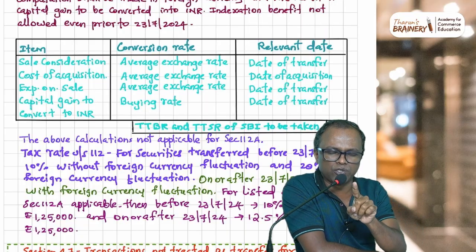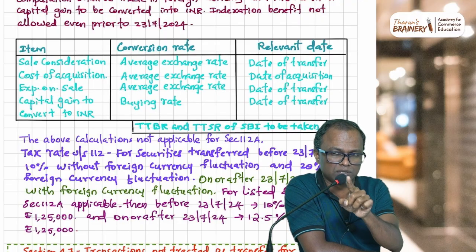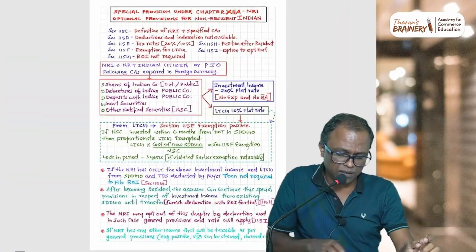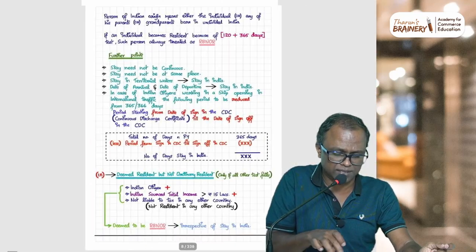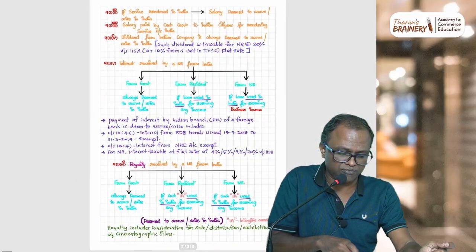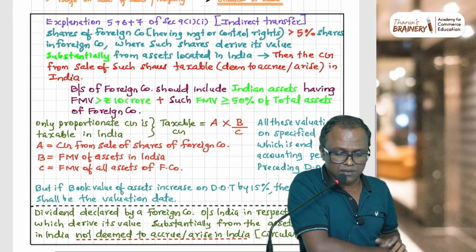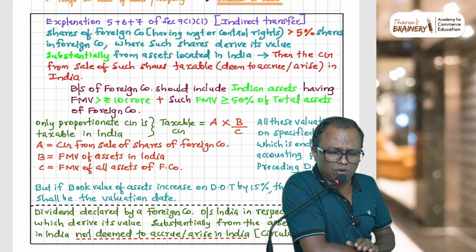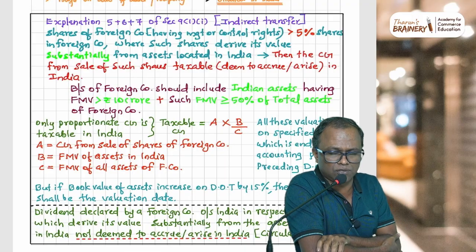Second condition: the value of Indian assets should be more than rupees 10 crore. So the provision is very clear. For shares of a foreign company which derives its value substantially from assets located in India, the primary condition is that the foreign shareholder shall hold at least 5% of the voting shares of the foreign company. And number two, the Indian assets having fair market value of more than 10 crore should be at least 50% or more of the total assets of the foreign company.